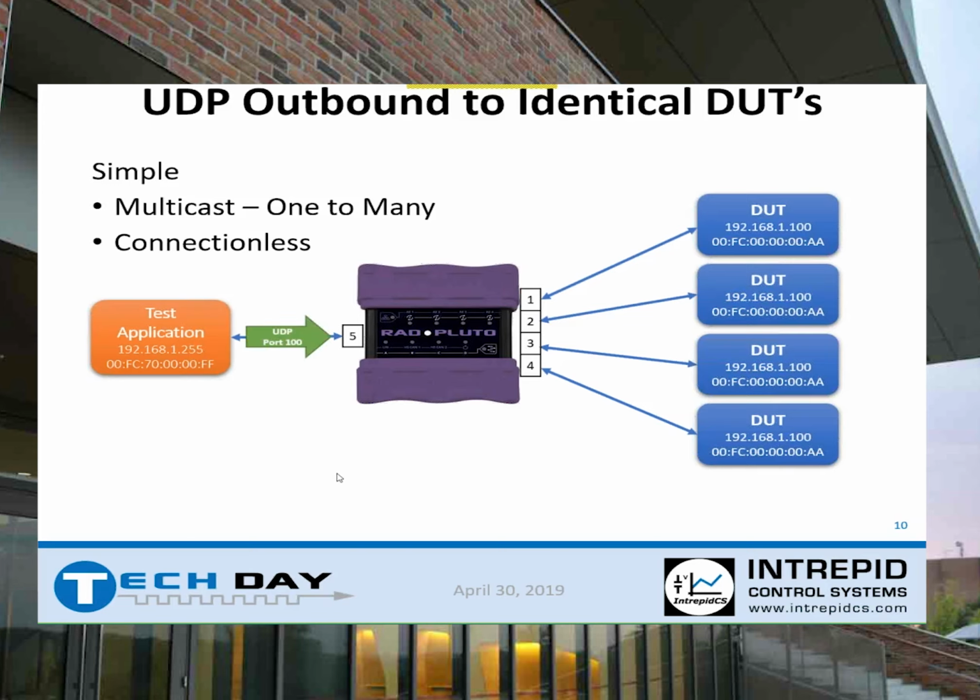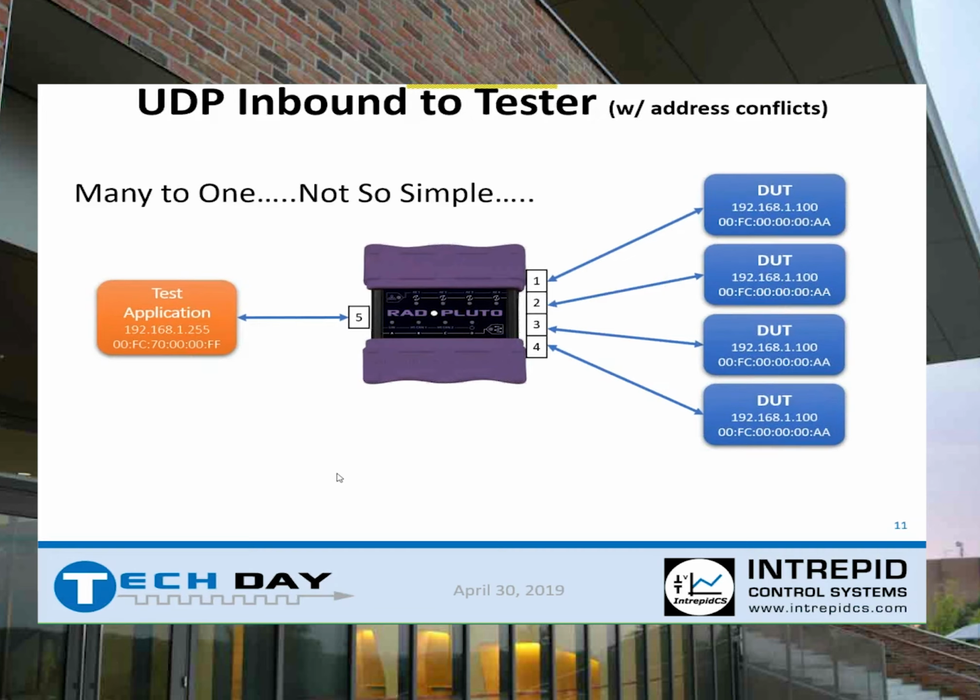So the test application can send out a UDP datagram on port 100. The switch will send it out all ports to all the DUTs. They'll all receive it, and everything works great. On the return, many to one, it's not that simple. You have 4 identical devices, identical IP addresses, identical ports. When that all gets forwarded back to the test application, it's not going to be able to make sense of what device sent which information.